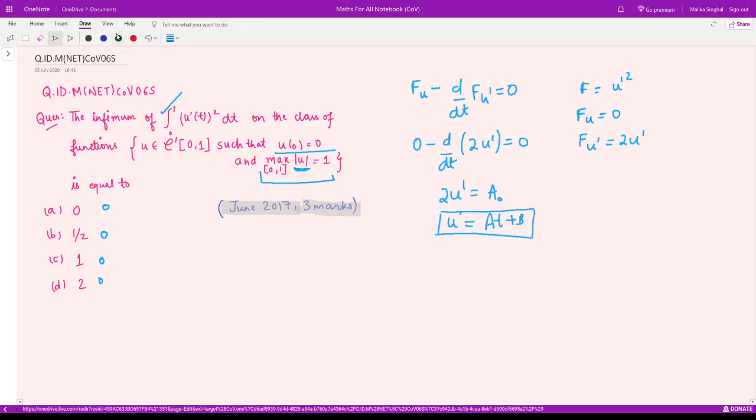Let me put the first boundary condition, that is u at 0 is equal to 0. In this case what I get is b is equal to 0. So u becomes u is equal to at.